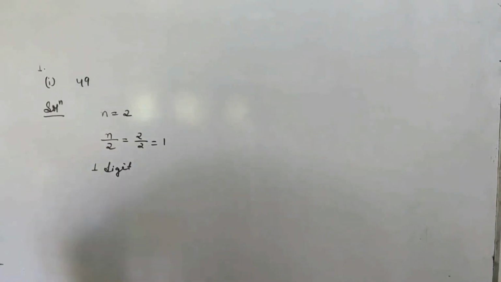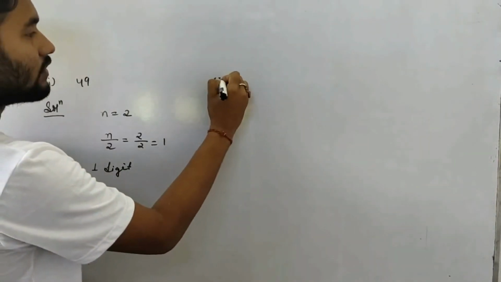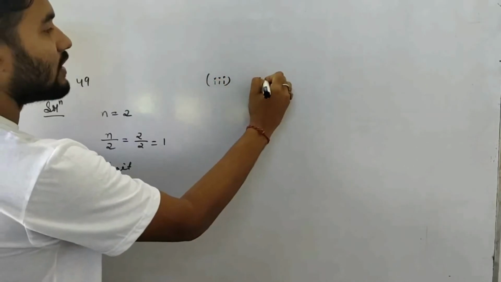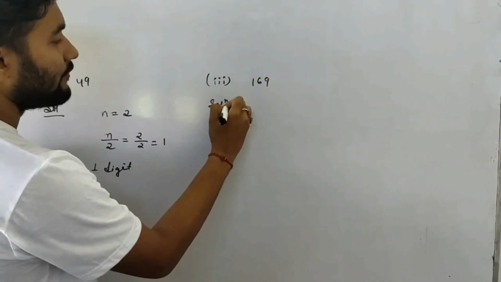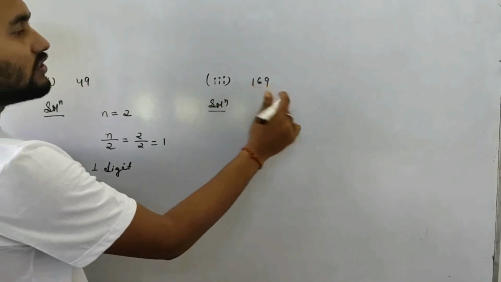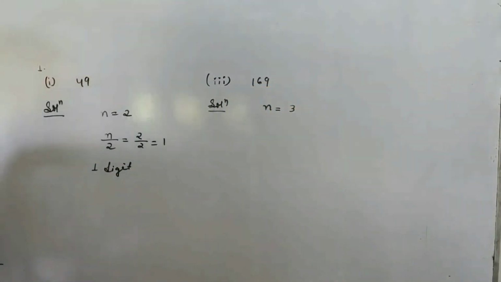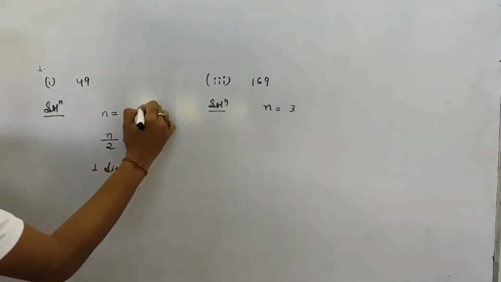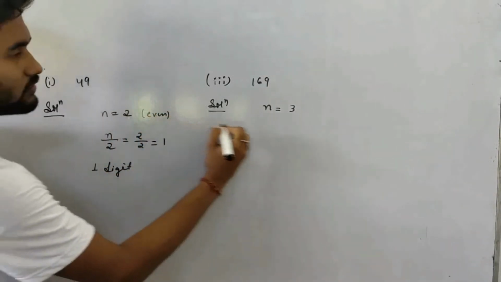Okay, let us see number 2. 169. This one I have already given as an example. 169. Solution. How many digits are there? What is the value of n? 1, 2, 3. This one is odd. This one was even.